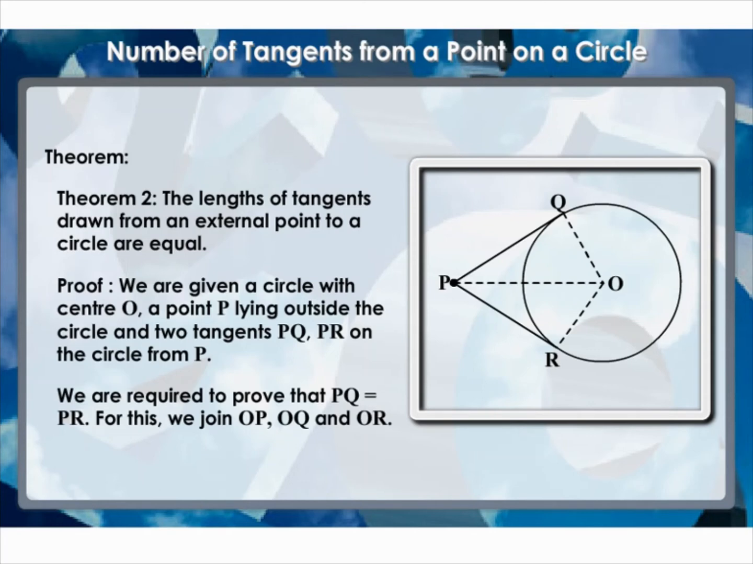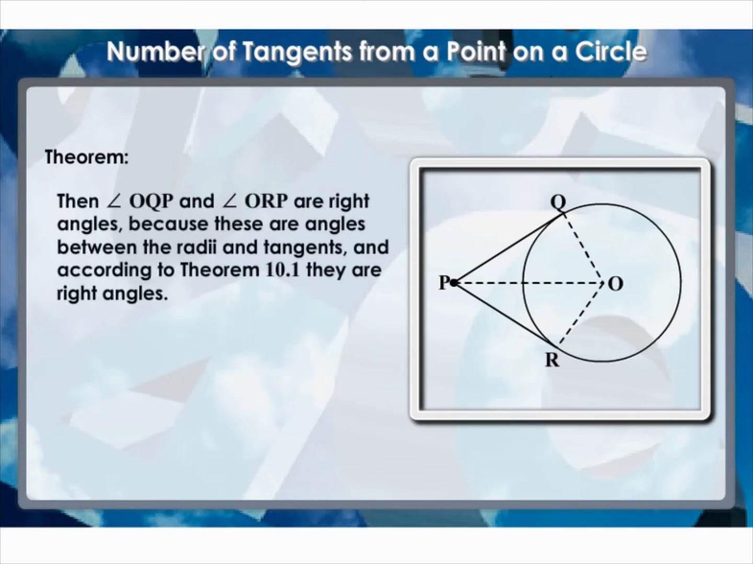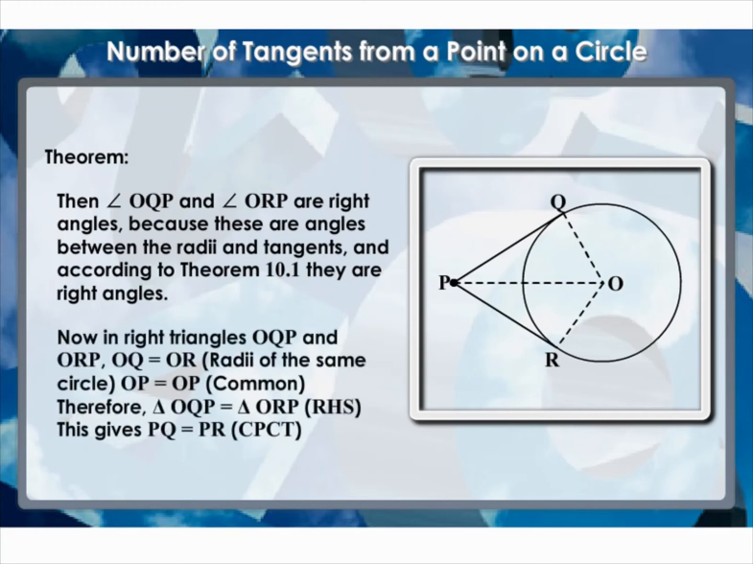Proof. We are given a circle with center O, a point P lying outside the circle, and 2 tangents PQ, PR on the circle from P. We are required to prove PQ is equal to PR. For this, we join OP, OQ, and OR. Then, angle OQP and angle ORP are right angles because these are angles between the radii and the tangents, and according to theorem 10.1, they are right angles.